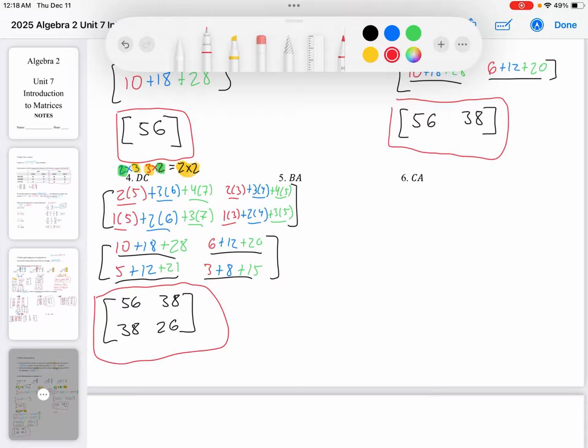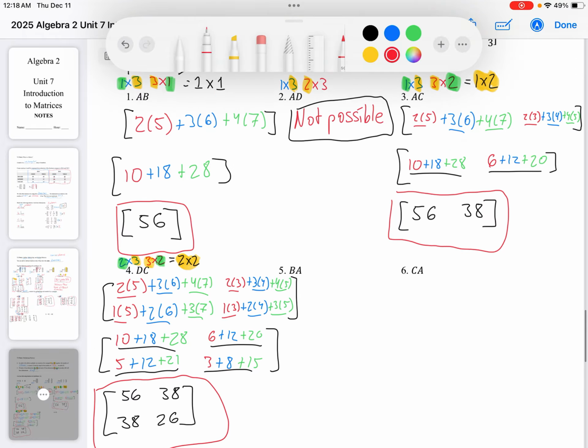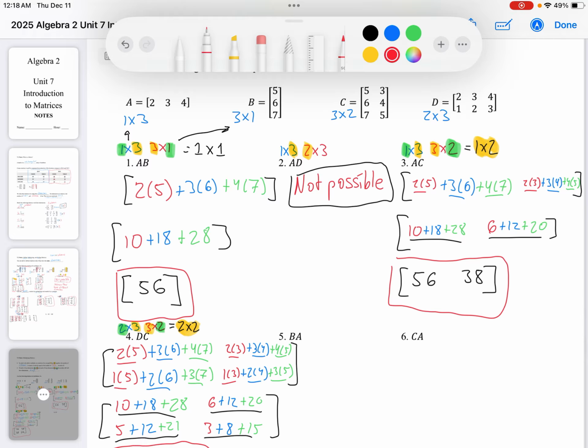So we've got just 2 more here. Let's see, BA and CA looks like what we have. So BA, if we multiply B times A, looks like matrix B is a 3 by 1. Matrix A is a 1 by 3. I think I actually meant to change this to something else, to be honest.